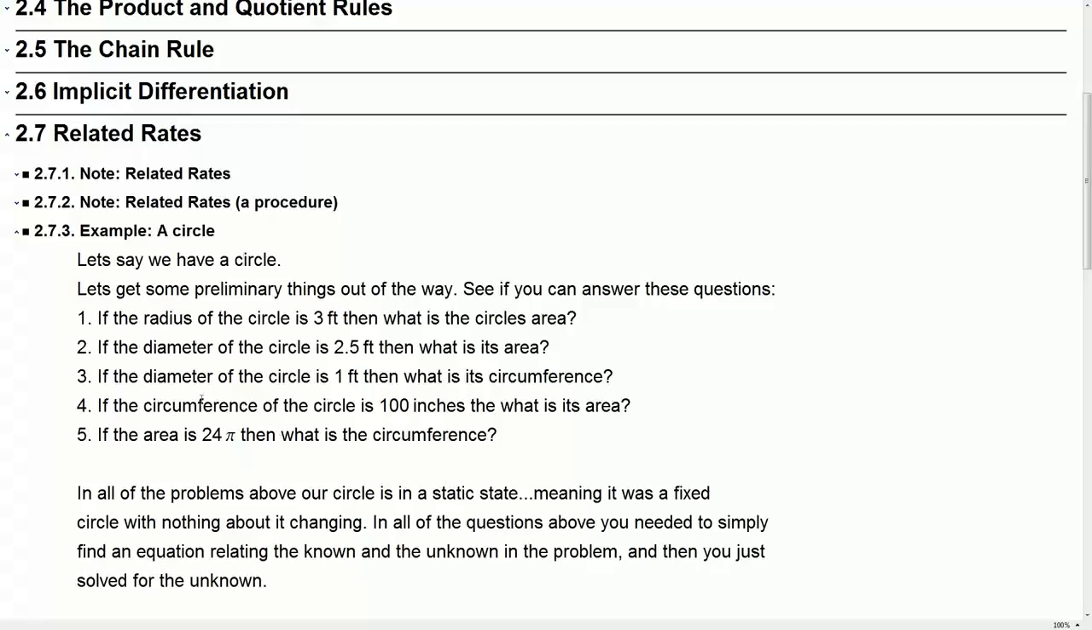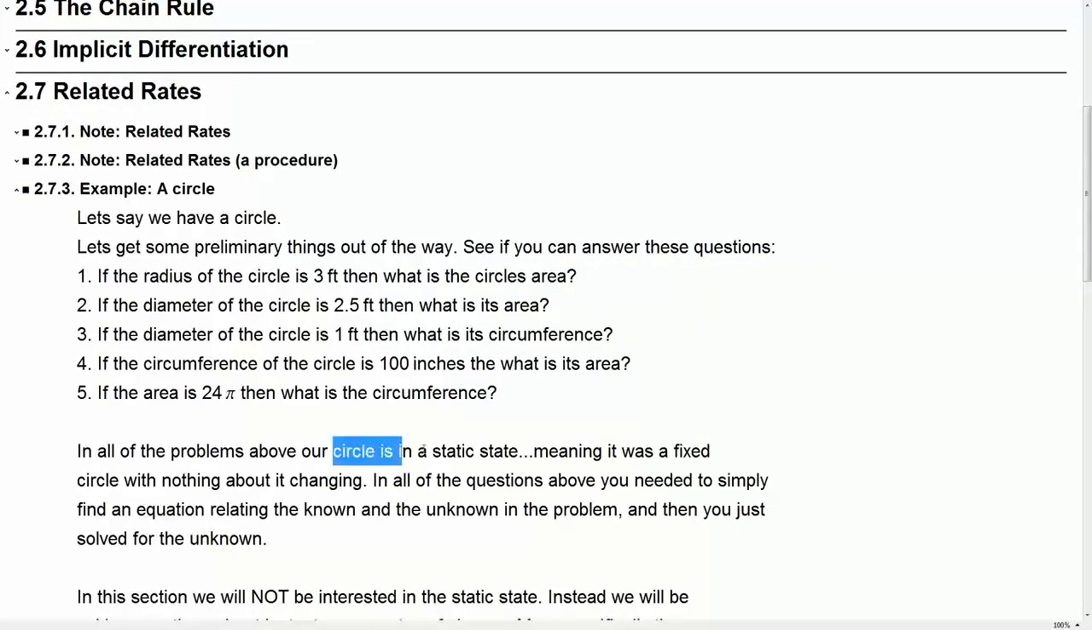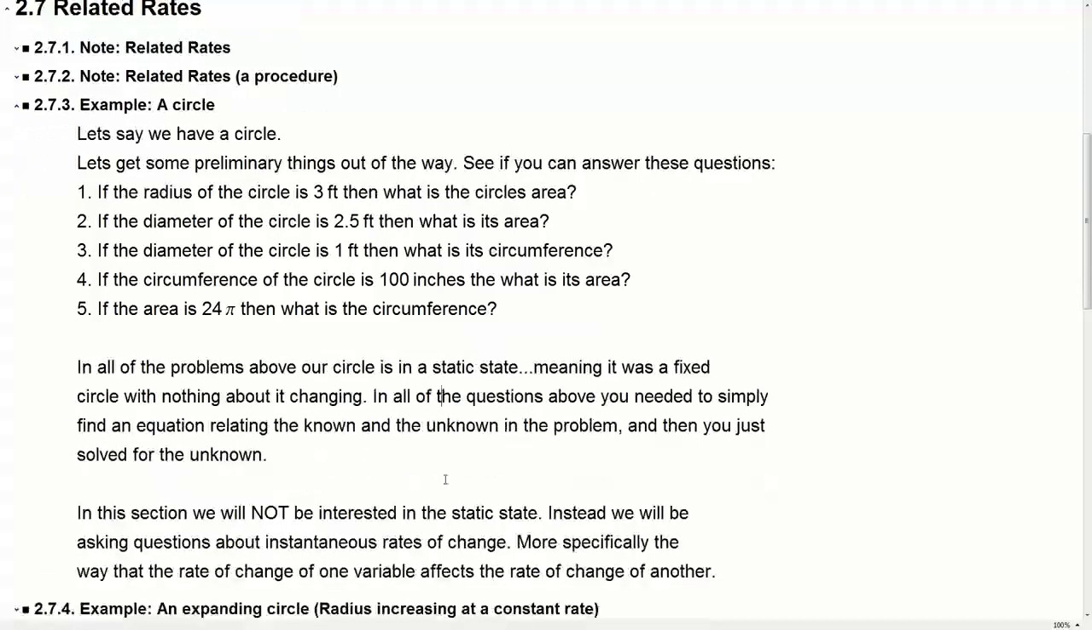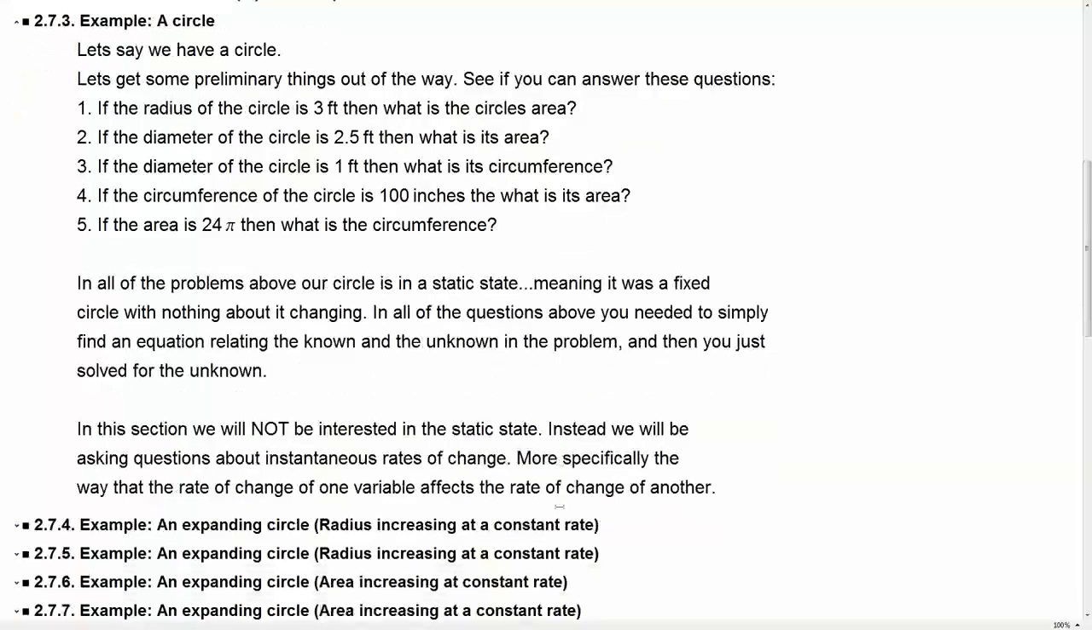In all of these problems that I've just given you, I want you to notice that our circle was what I'm going to call static, or in a static state. It was just stationary. The circle was fixed. Nothing about it was changing. The radius of the circle was whatever it is, and that's all. So nothing was moving. In this section, we're not really interested in things that are in a static state. We are going to be looking at things that are moving, changing with time, and then we're going to be trying to figure out the instantaneous rate of change of that.